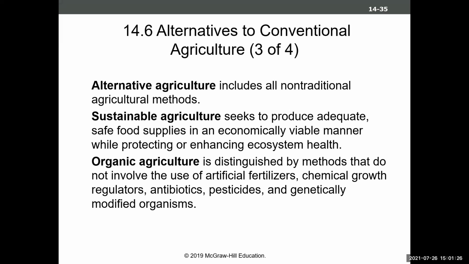Organic agriculture uses no artificial fertilizers, no chemicals, no antibiotics, no pesticides, and no GMOs. And if they use any of these in any amount, then they're not able to be certified as organic. And now we know it takes more time and more effort in order to grow crops this way. So organic crops tend to be slightly more expensive than your mechanized or conventional agricultural crops.